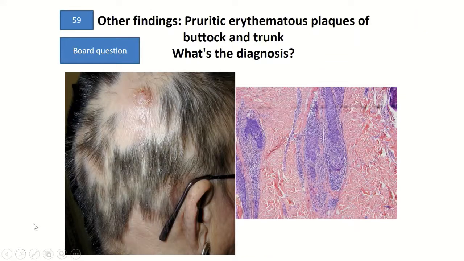Question 59. These figures, other findings: pruritic erythematous plaques of buttock and trunk. What's the diagnosis? The histopathology here shows mucin in the follicle, compatible with follicular mucinosis or alopecia mucinosa. Follicular eczema differs from follicular mucinosis by the absence of mucin.